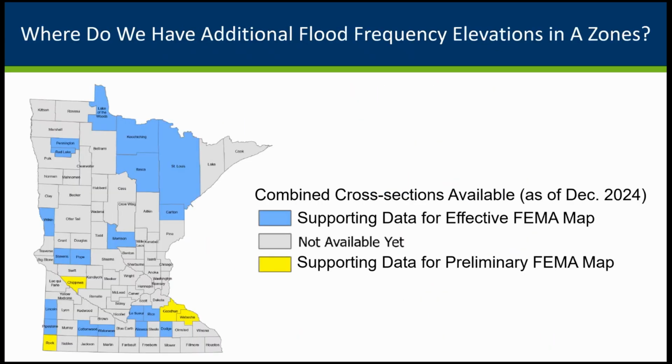This map shows some of the counties where we have that A zone information available and have many of those other frequencies. So you can be getting that data. We have that as a layer and can provide it to your GIS folks. We're hoping to get that onto Alfeo in the future.